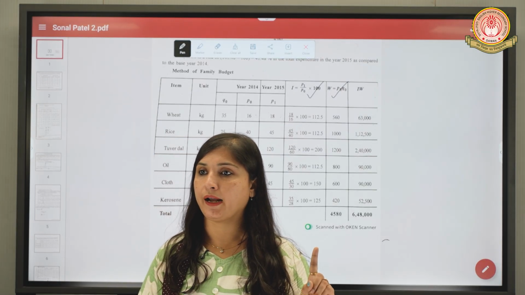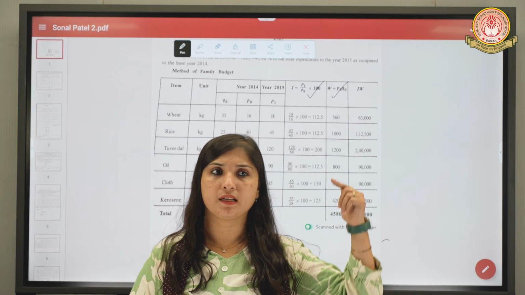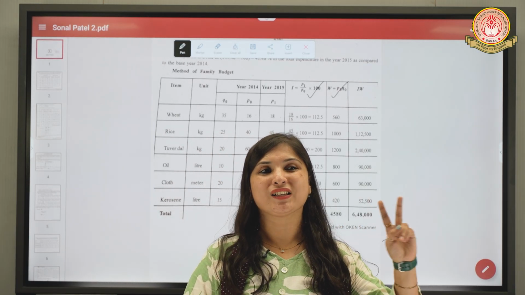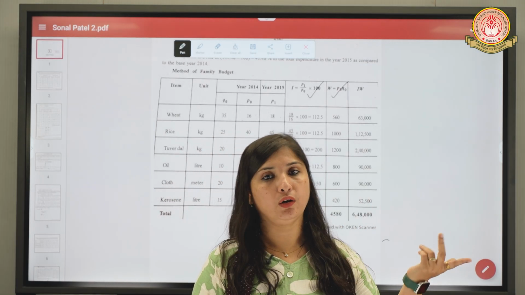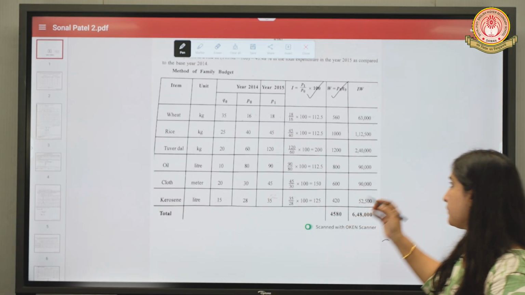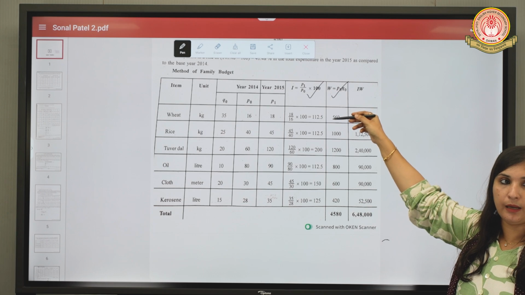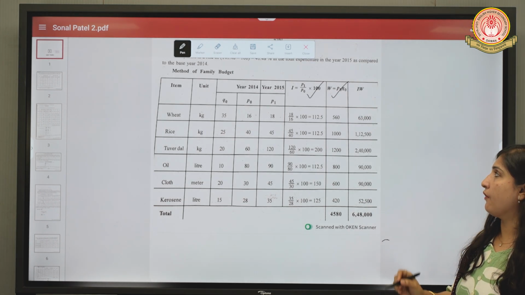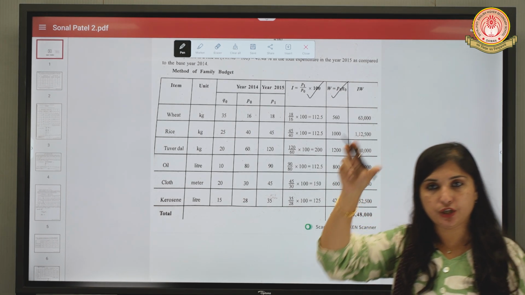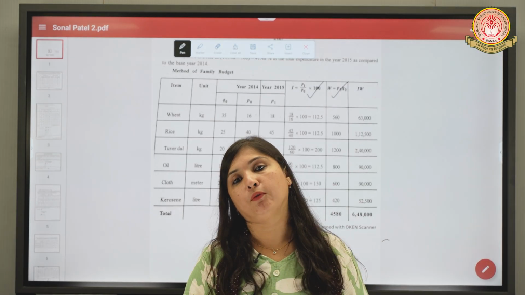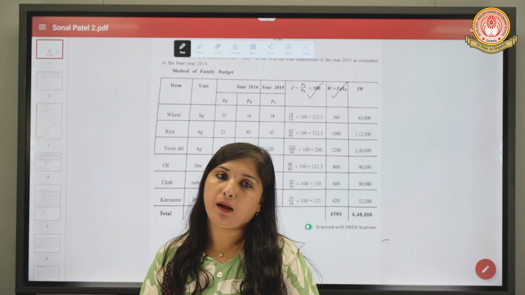Because the question is the same, right? We are not solving some other question. It is a continuation of the same question. So if you want to make two extra columns in the same table, you can do that. That's okay. So we have to find I and IW, because W was already found over there. After doing the summation of sigma IW, we will divide sigma IW by sigma W.